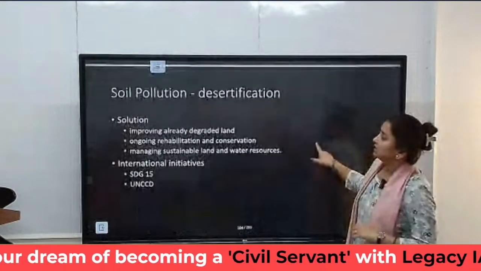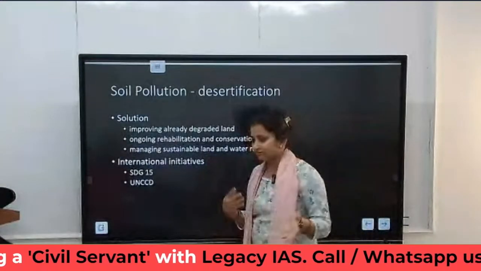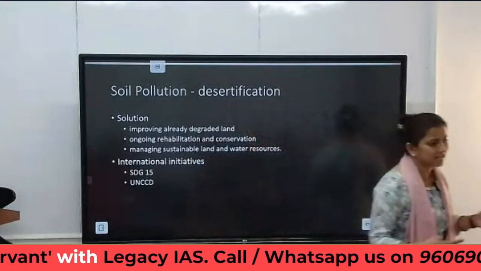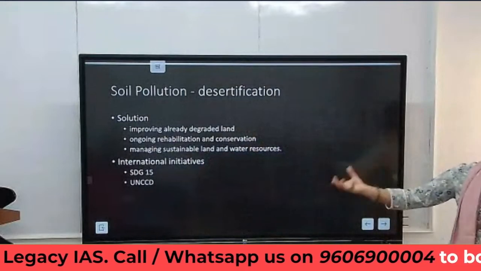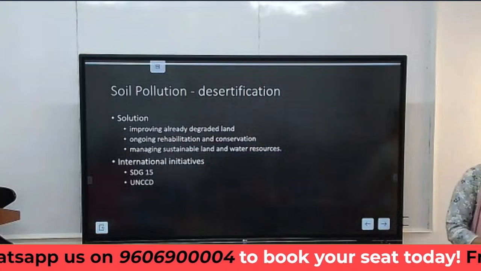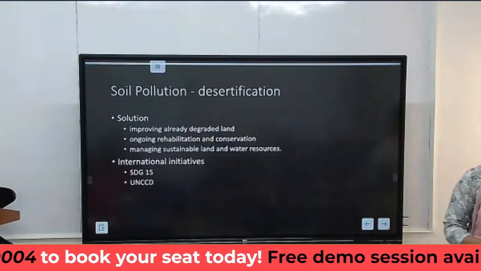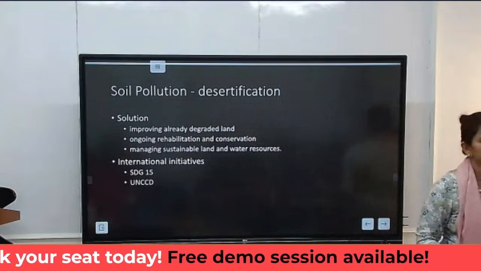So the solutions will obviously be the same as for soil and land degradation; the same solution will work for desertification also. You start planting forest, shift towards mixed cropping or crop rotation. What is the difference between mixed cropping and crop rotation?